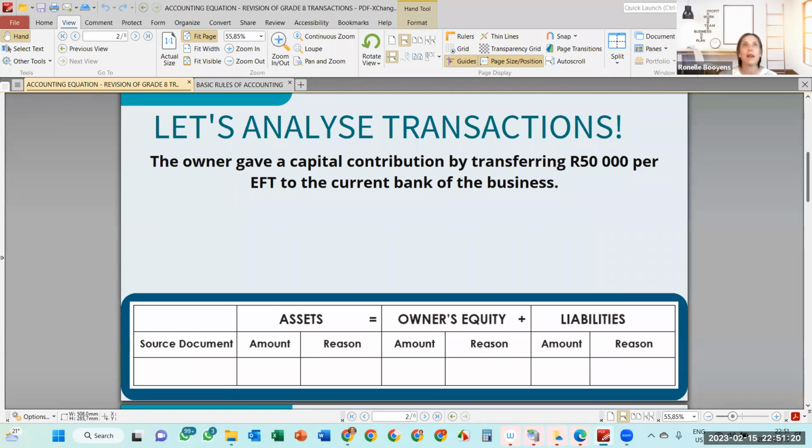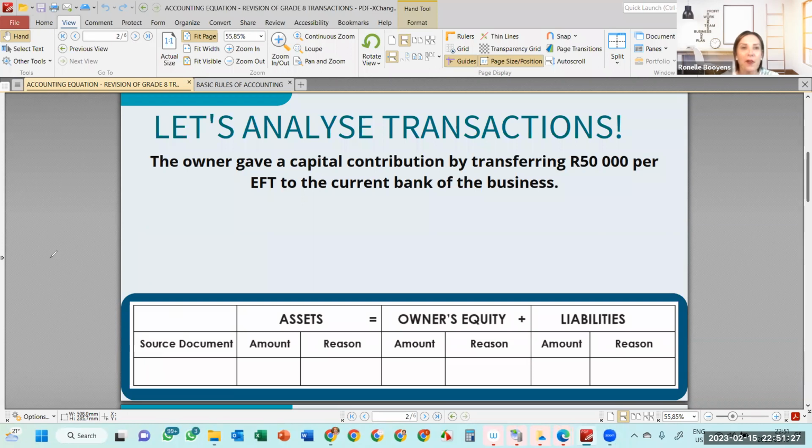So let's have a look at this. I'm going to activate the pen so that I can draw and write with you. Excuse the handwriting, I'm trying my best. Okay, so there we go already. The first transaction is the following. The owner gave a capital contribution by transferring 50,000 Rand per EFT to the current bank account of the business. Okay, so I'm going to do this now, and then we're going to run through those 3 questions that we're asking ourselves, and I'm going to write it down. And you are hopefully working with me on the other side.